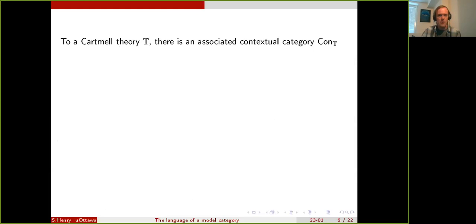And so, okay, when you have a Cartmel theory, you can construct what we call the contextual category of the Cartmel theory. So it's a kind of syntactic category. So objects are contexts in the theory, like expressions with just a couple of variables that belong to some type depending on previously added variables. And so it's what we call a contextual category. It's a notion that has also been introduced by Cartmel to study these theories.